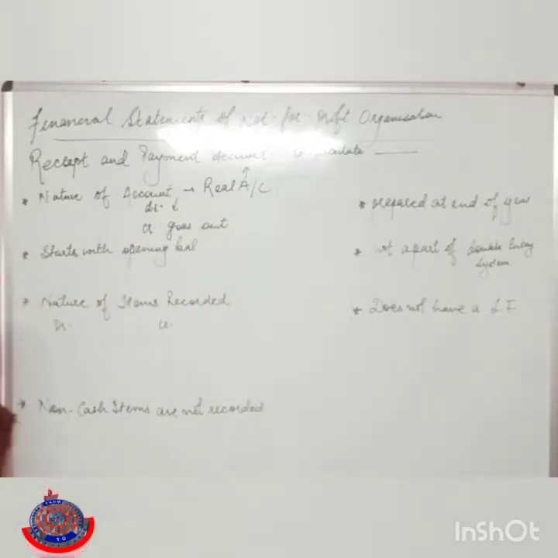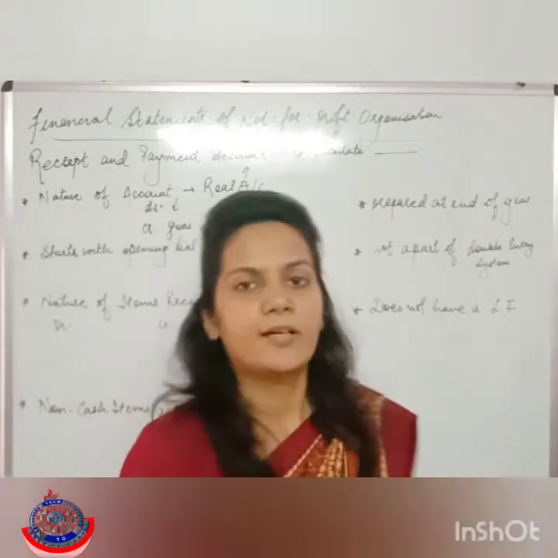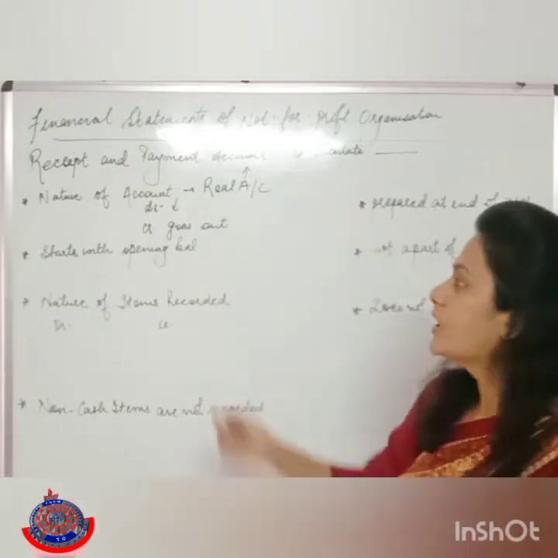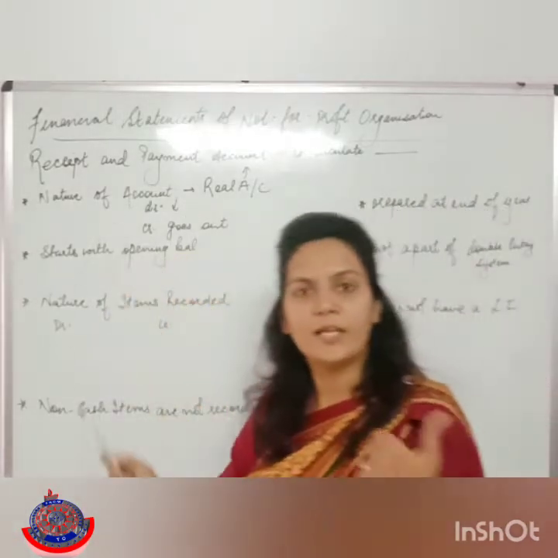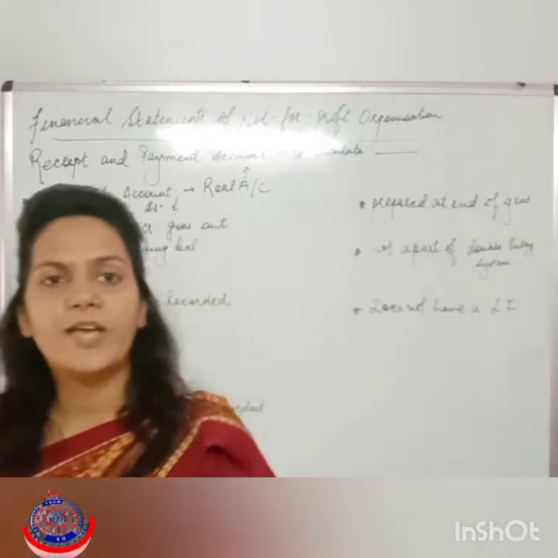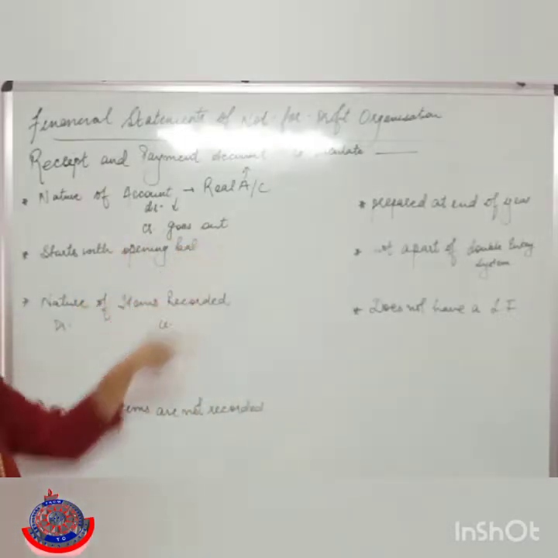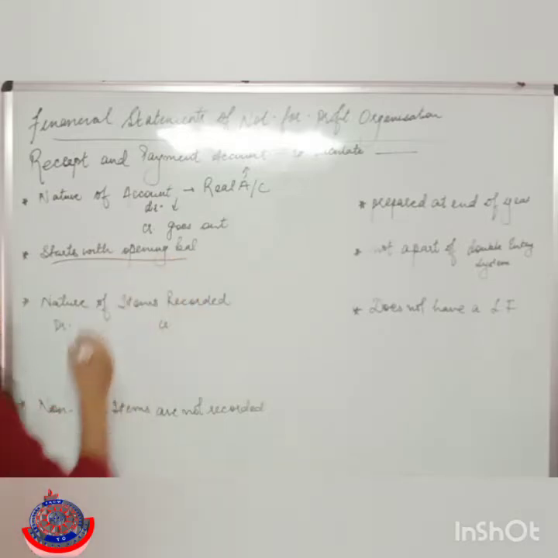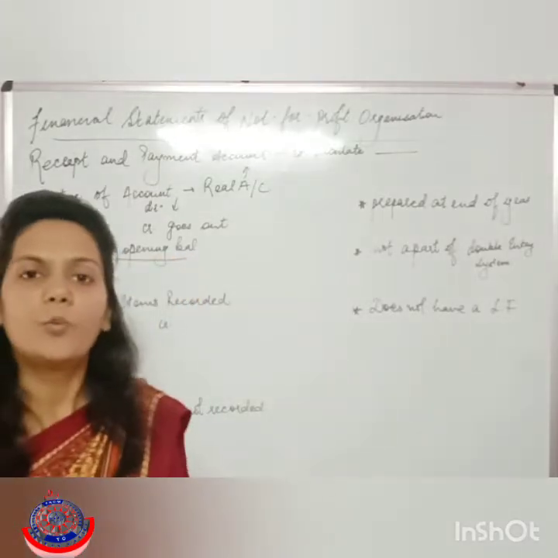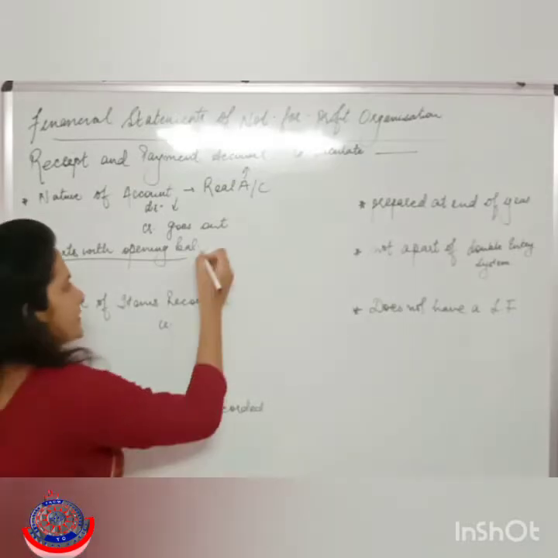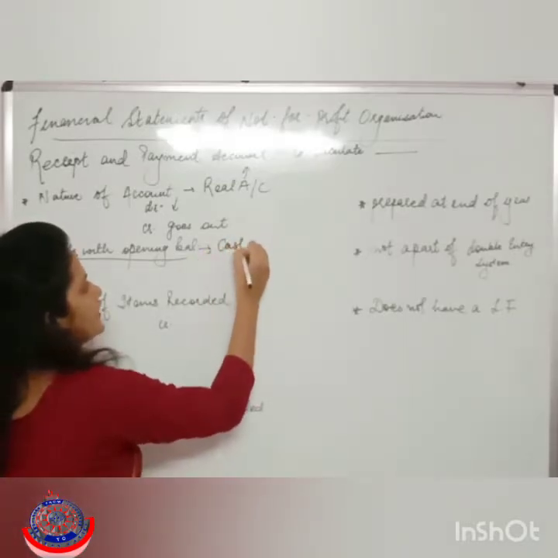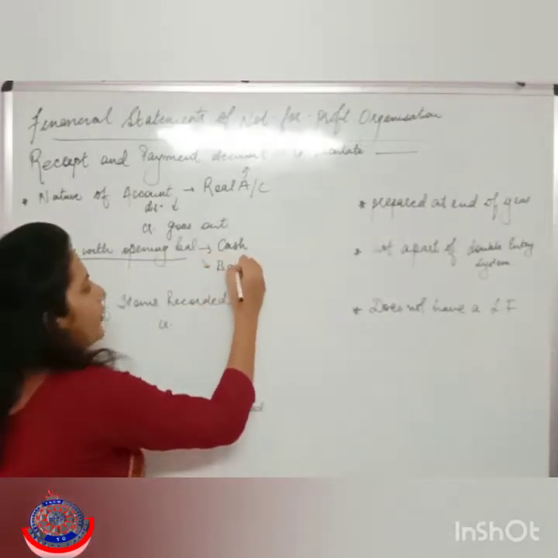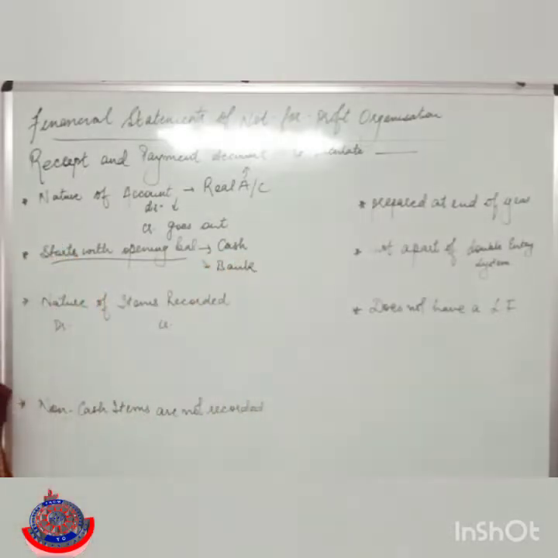In simple language, as I told you, the receipt and payment account is a summary of the cash book only. So whenever cash comes into the business, you are going to record that cash on the debit side of the receipt and payment account. And if cash goes out, the recording will be done on the credit side. Then the next step, the receipt and payment account starts with the opening balance. Now, opening balance of what? As you know, it is a summary of the cash book. So it starts with the opening balance of cash in hand as well as the opening balance of bank. I hope this is clear to you.